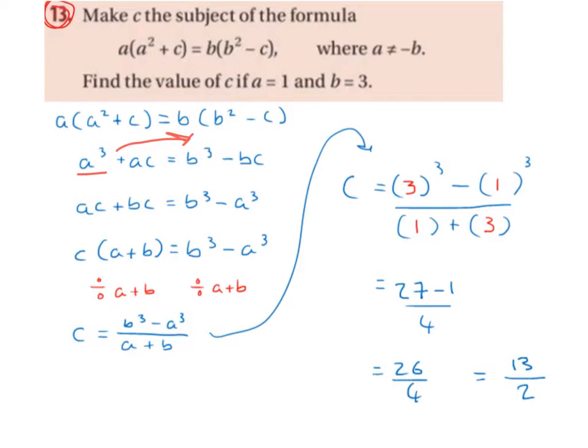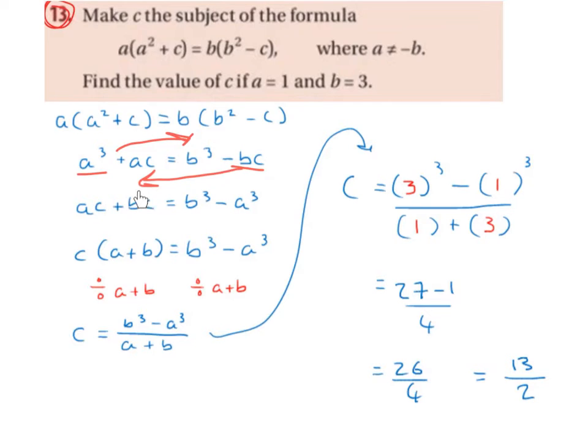The b cubed doesn't have a c in it, so that can stay on the right hand side. And the minus bc does have a c in it, so that's going to have to come over the equal sign as well. So when I bring the minus bc over the equal sign, it becomes plus bc. So the a cubed went over the equal sign, became minus a cubed. The minus bc went over the equal sign, became plus bc, and the AC stayed where it was, and the B cubed stayed where it was.